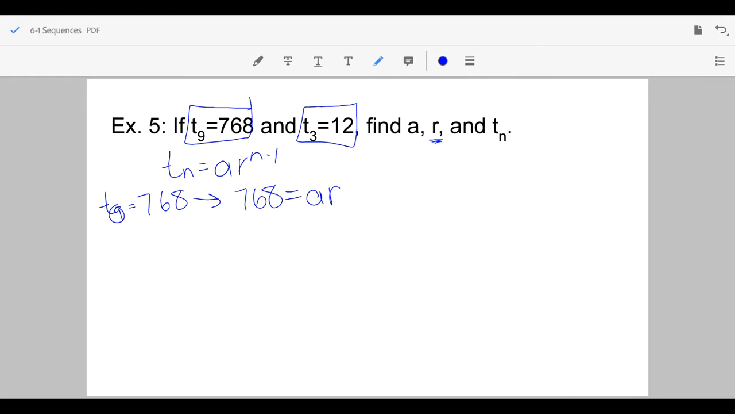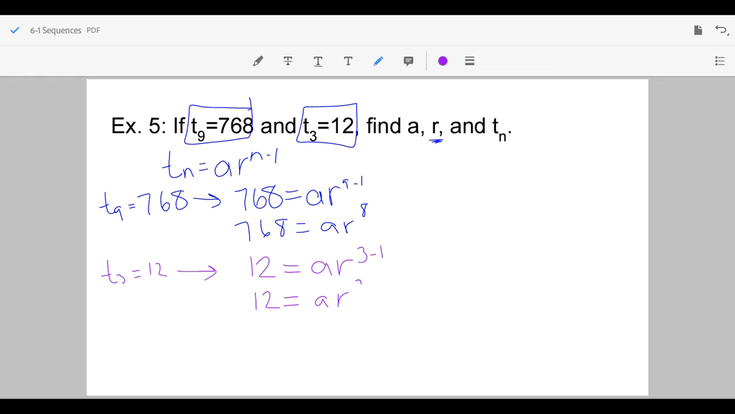Well, n is 9 because this is term 9. So 9 minus 1. So 768 is equal to a times r to the exponent 8. We also know that term 3 equals 12. So I'm going to put that into the general one again. So 12 is equal to a times r. Term 3, so the exponent will be 3 minus 1. So 12 is equal to a r squared.